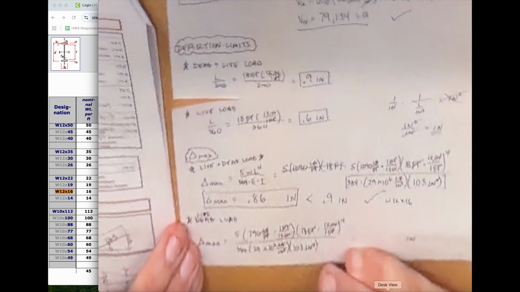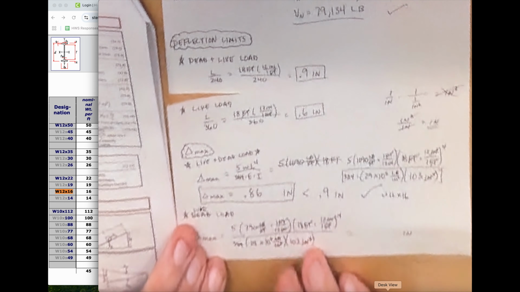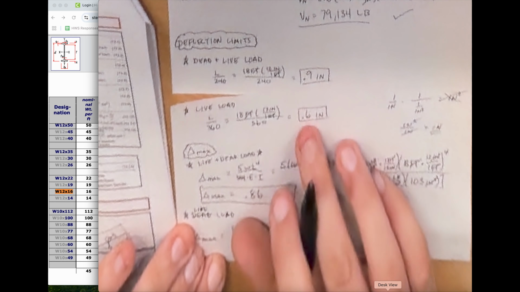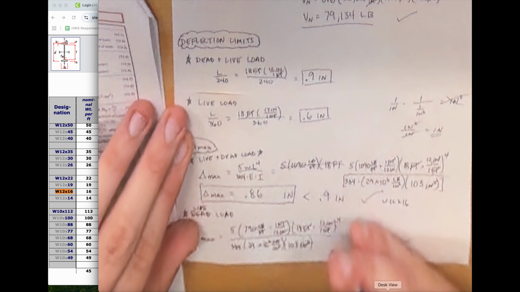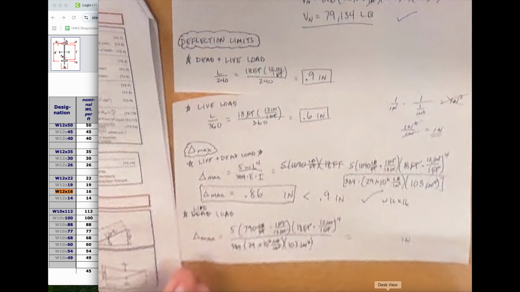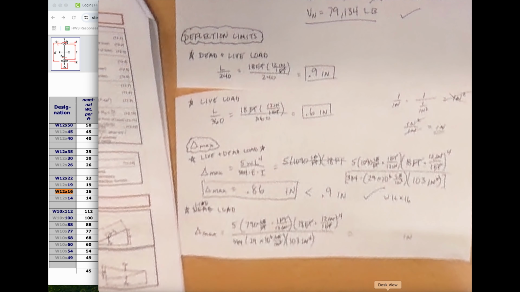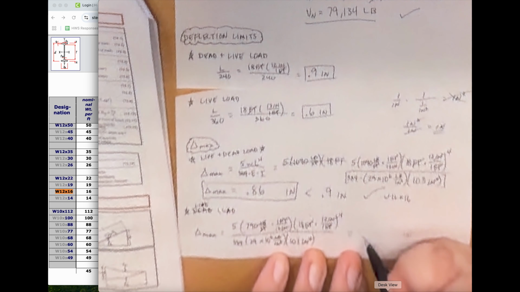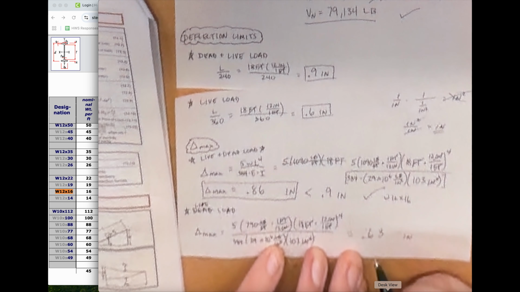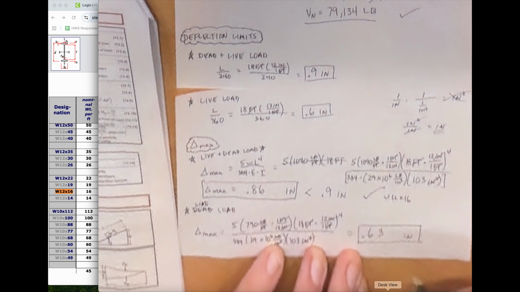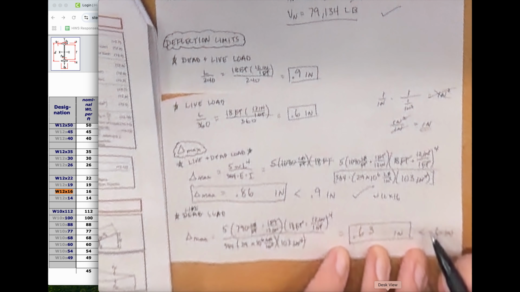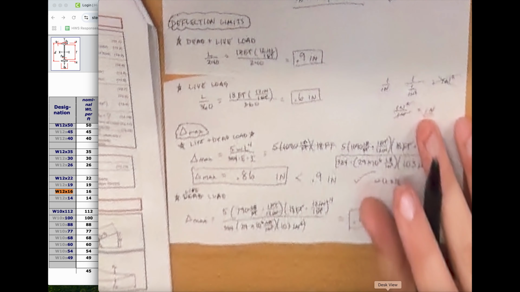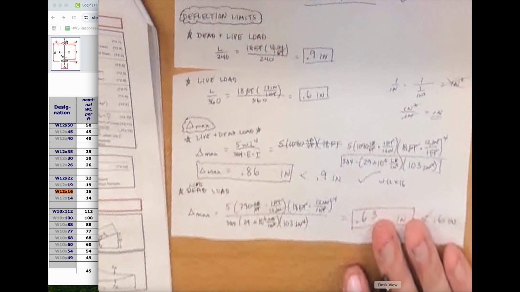What we need to calculate here is a value that's less than 0.6. If it is greater than 0.6, then guess what? We cannot use the W12 by 16 beam. This one's got to go, and we have to find one that's beefier. If we calculate this out, we end up determining that it is equal to, sadly, 0.63 inches. Is that less than 0.6 inches? No, it is not less than that, so we've got to revise our choice.